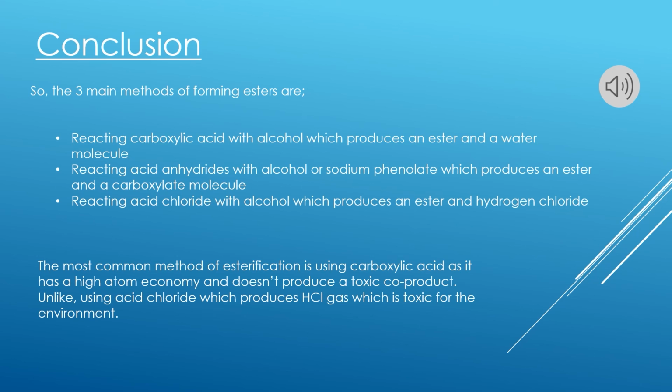So, the three main methods we spoke about today are reacting carboxylic acid with alcohol, which produces an ester and a water molecule, reacting acid anhydrides with alcohol or sodium phenoxide, which produces an ester and a carboxylate molecule, and reacting acid chloride with alcohol, which produces an ester and hydrogen chloride. The most common method of esterification is using carboxylic acid, as it has a high atom economy and doesn't produce a toxic co-product, unlike using acid chloride, which produces hydrogen chloride gas, which is toxic for the environment.